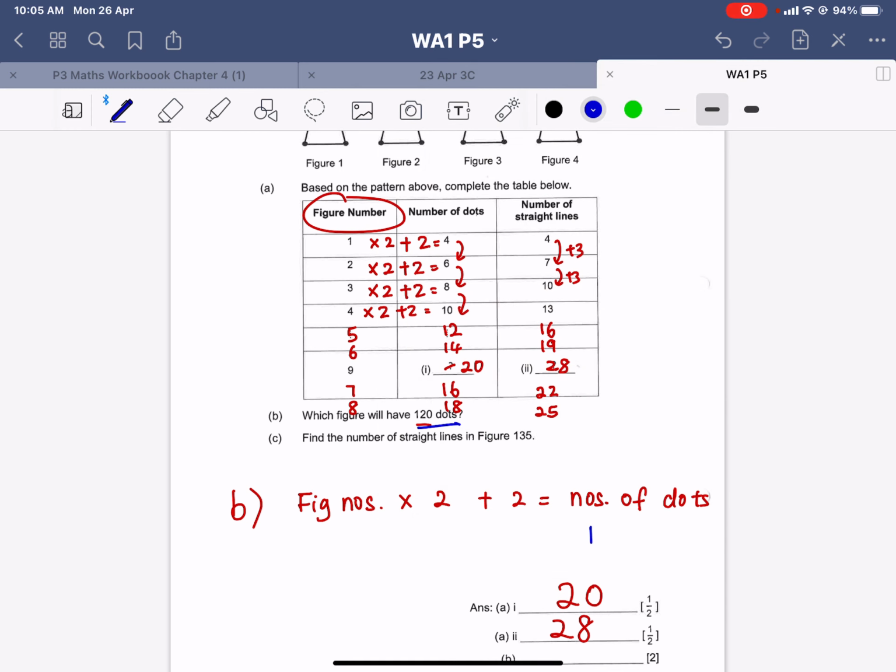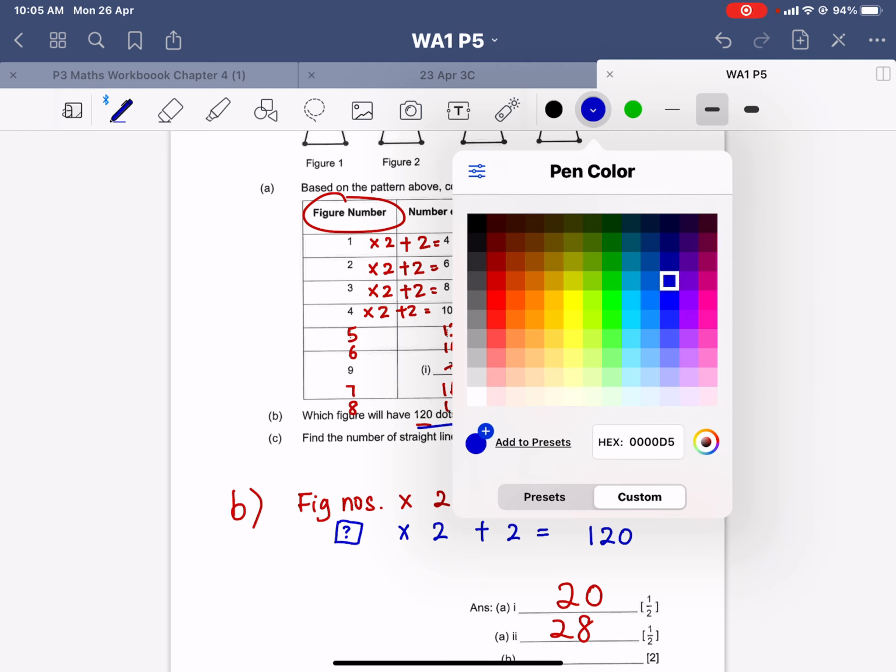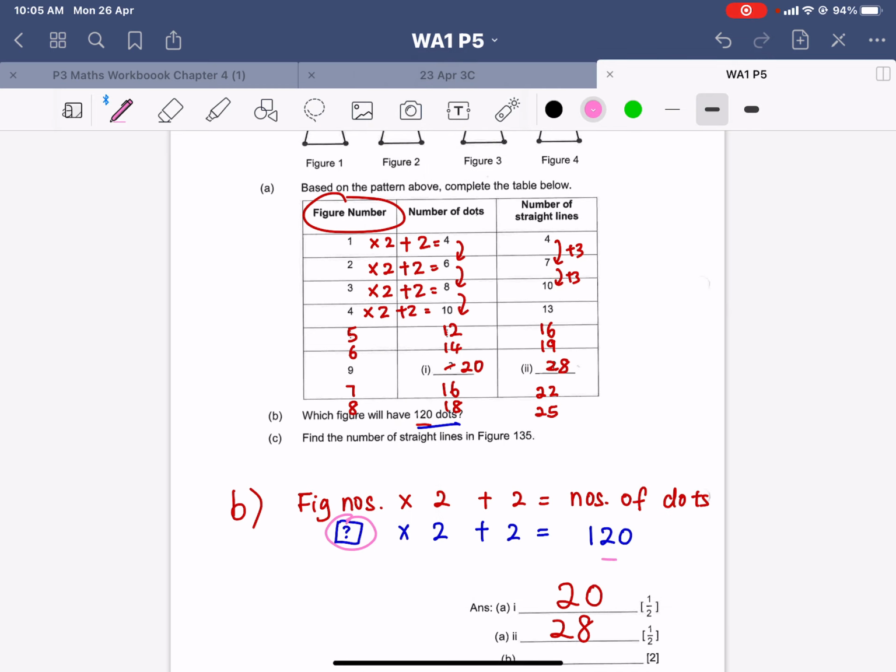120 dots, right? This is 120. So we just copy everything down. But we do not know which figure number. So now the question is, figure number we don't know. But we know if we know the figure number, we times it by 2. And then we plus it by 2. We will need to get 120. So we will reverse back the steps to see how to get this number here.